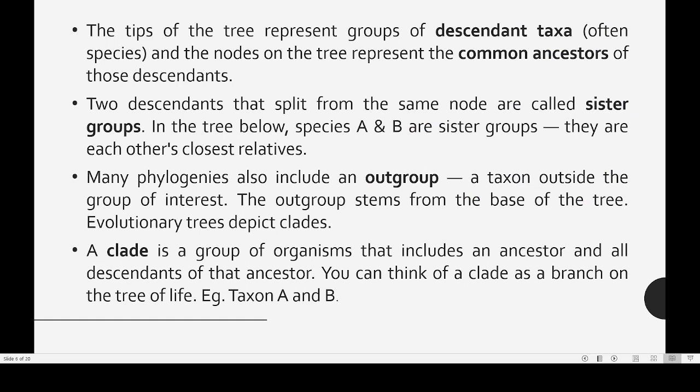Now what is the case here? In the tree below, A and B are sister groups. They are each other's closest relatives. That is the meaning of the word sister group. And many phylogenies also include an outgroup. Then we have to understand that it is a taxon outside the group of interest.